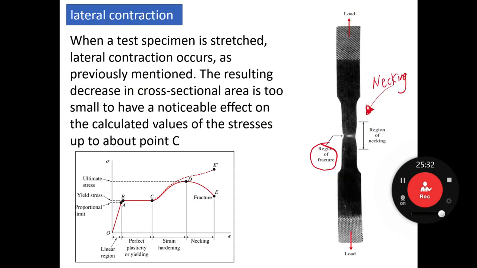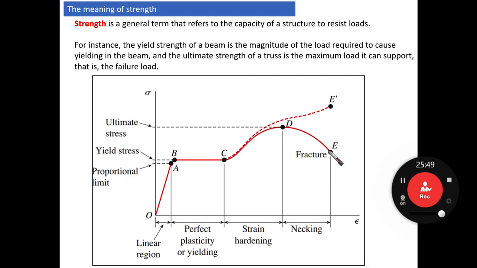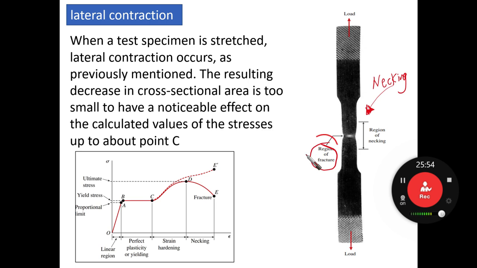And this is the last thing that I'm going to talk about, which is the lateral contraction. When a test specimen is stretched, this is the test specimen that we usually have. This is the region of necking, and this is where fracture is going to happen. This is the region of fracture, as you can see, and here the material is going to be torn apart. When a test specimen is stretched, lateral contraction occurs, as previously mentioned.